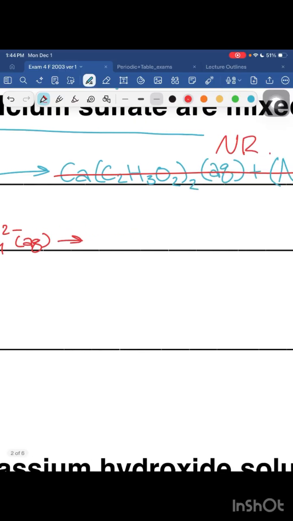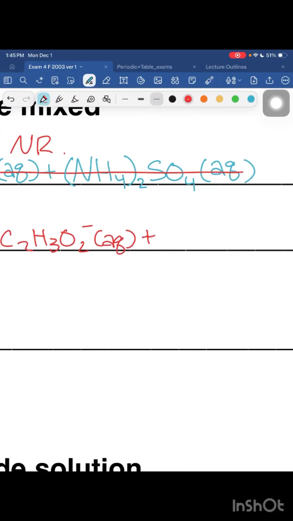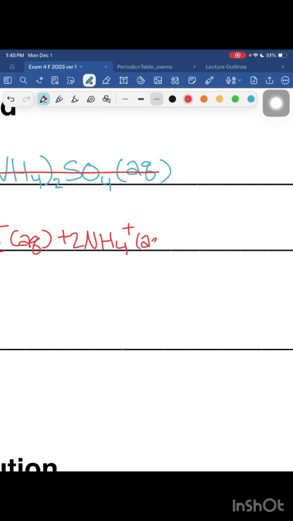And this becomes calcium 2+, aqueous, plus 2C2H3O2-, aqueous, plus 2NH4+, aqueous. And then, of course, SO4 2-, aqueous.